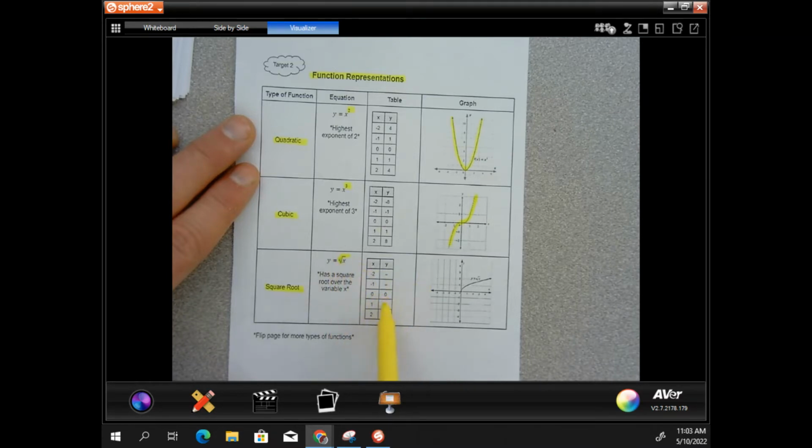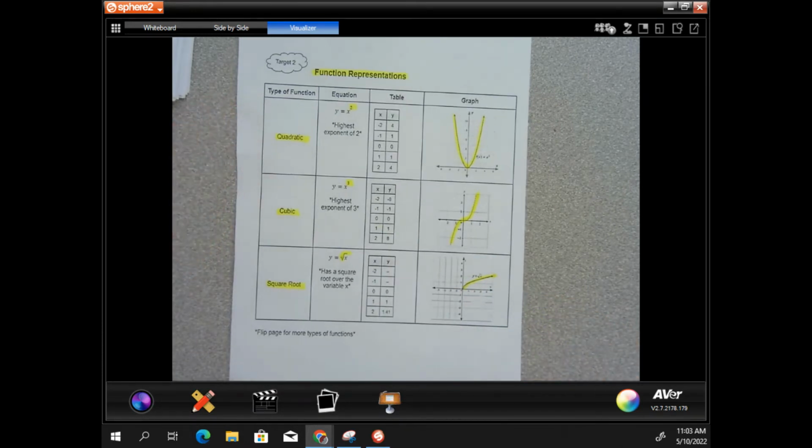We will have 0, 0. We will have 1, 1. You square root 1, you get 1. The square root of 2 is 1.41. So we get some shape that looks like this when we have the square root.